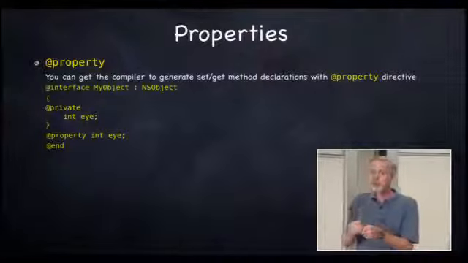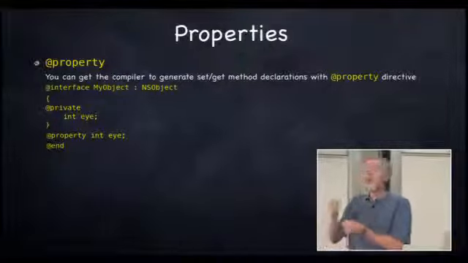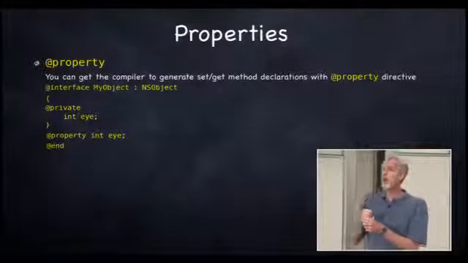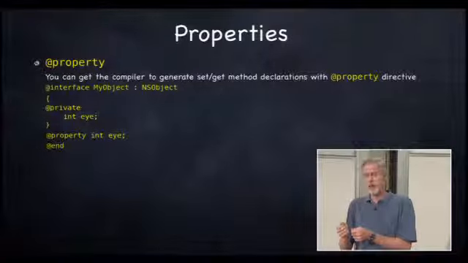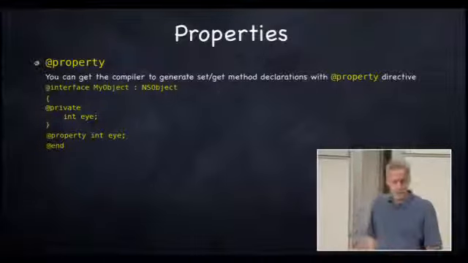And subclassers can override those methods if they want to find out when I is being set, or they want to find out when someone's asking for I. Or if they want to control how I is set. Maybe I can only be a positive number. We'll see an example of that in a minute. They can override that and control that.